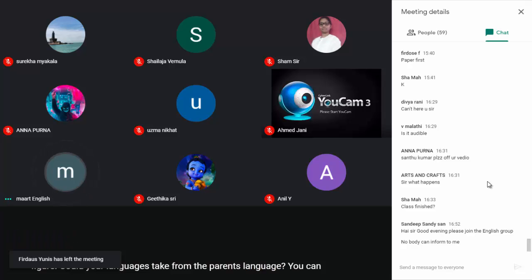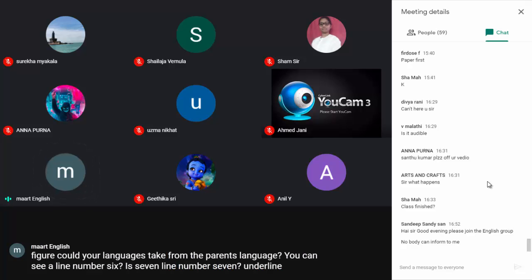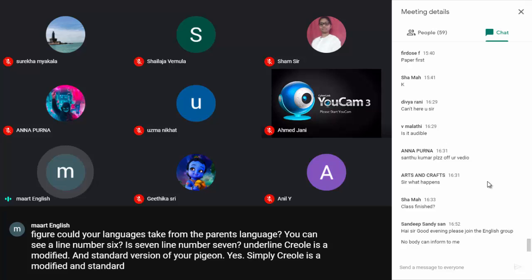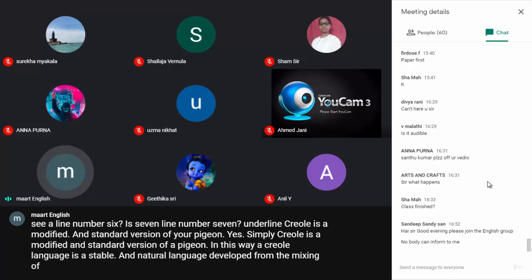You can see line number 6, and 7. Line number 7, underline: Creole is a modified and standard version of a pidgin. Simply, Creole is a modified and standard version of a pidgin. In this way, a Creole language is a stable and natural language developed from the mixing of parent languages.